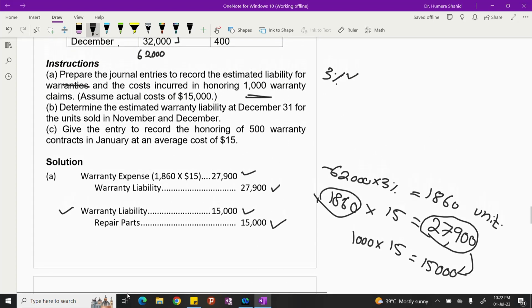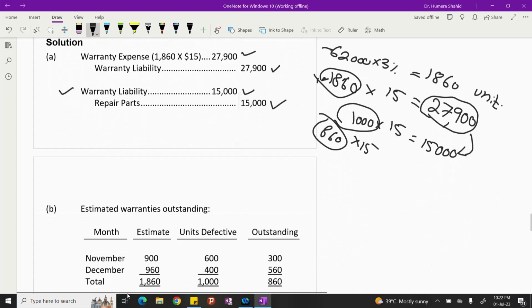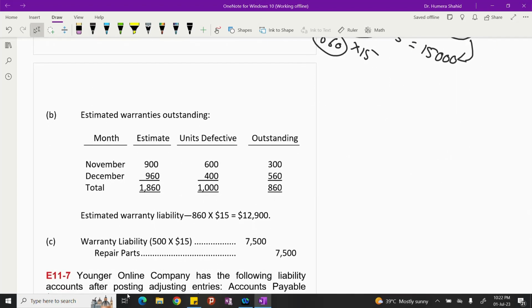Point number B wants us to tell how much remaining estimated warranty liability we expect. See here, 1,000 units we already honored till December 31st out of 1,860. So still 860 units we expect that they will come back, and their cost is 15 each. Let's make it in a tabular form. So this is the table I made.